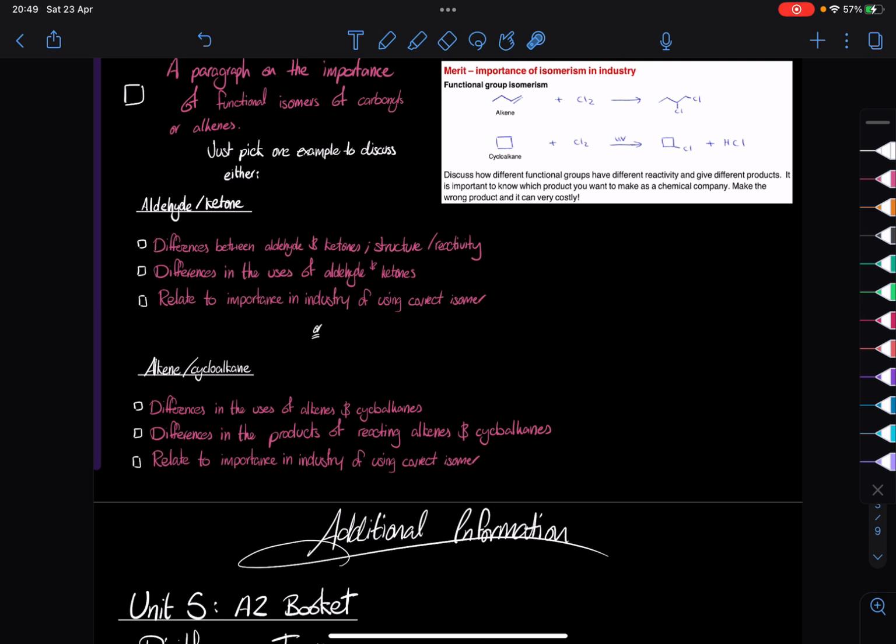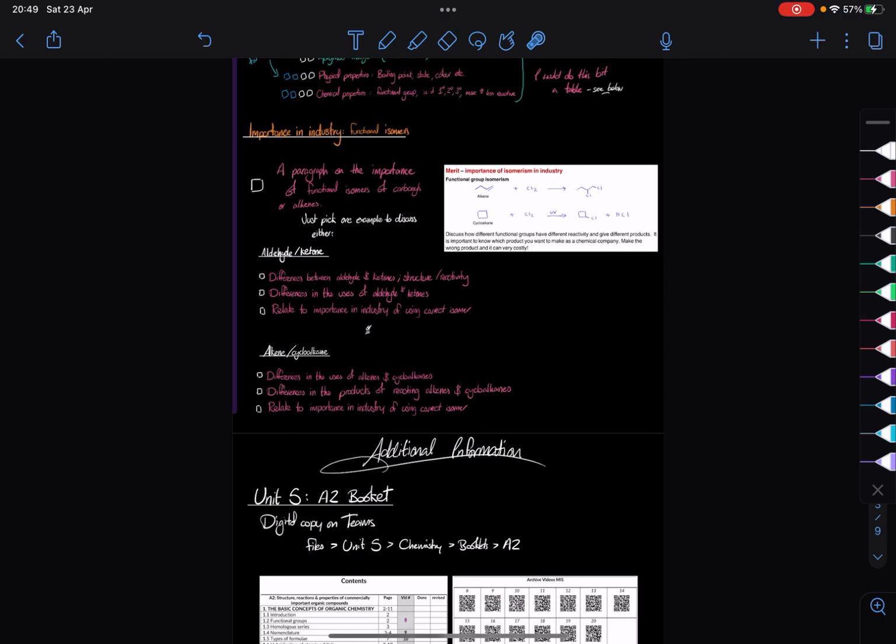So you just need a sentence or two just saying, obviously, if you want to make this product, you wouldn't then be able to use an alkene because you would make this product, not this product, and therefore you'd waste money not making this product. I mean, it's kind of repetitive, but that covers the base of what you're talking about.